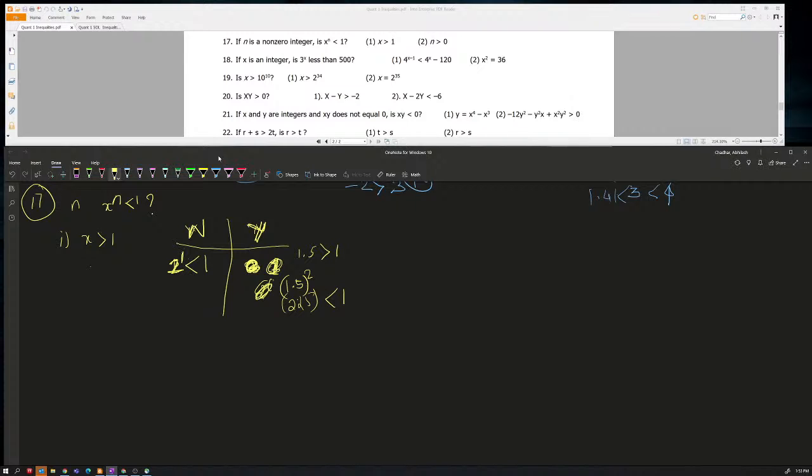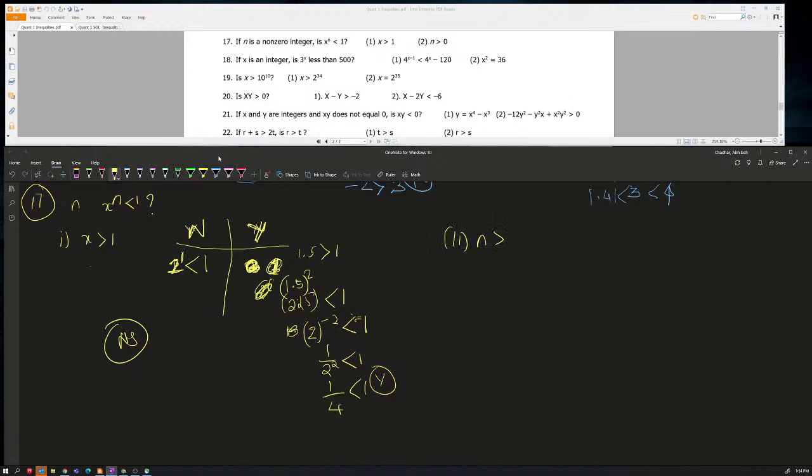Now I have to take n negative, so I will take x equal to 2 again, and n is -2. x power n is less than 1, so 2 to the power -2 is 1 by 2 squared, which is 1 by 4, which is less than 1, so which gives a yes answer. And we get a no answer and we get a yes answer, so this statement is not sufficient.